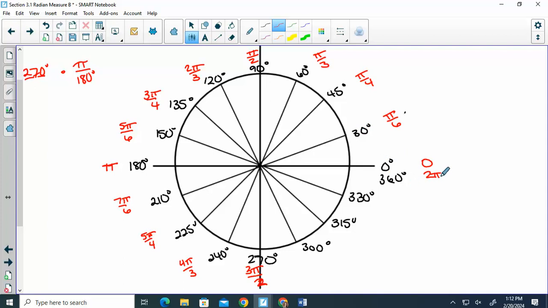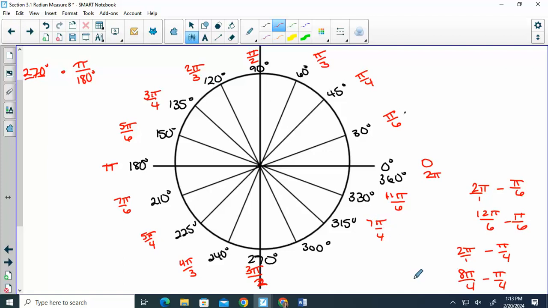So if I'm dealing with radians, it would be 2 pi minus pi over 6. This is like 2 pi over 1. So if you get a common denominator, it'd be 11 pi over 6. Okay, if you do 2 pi minus pi over 4, it would be 8 pi over 4 minus 1 pi over 4, 7 pi over 4.